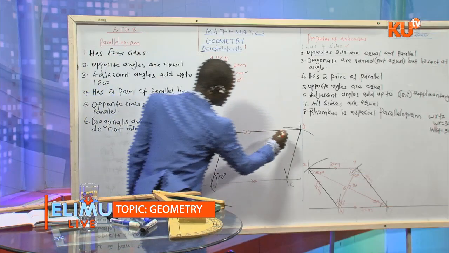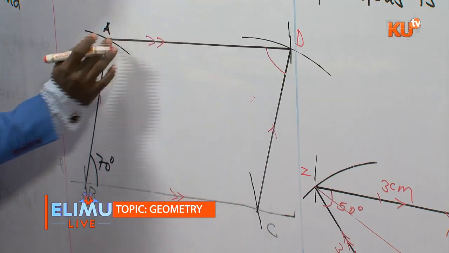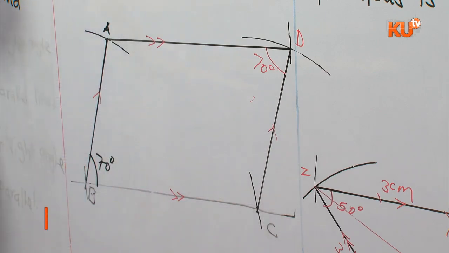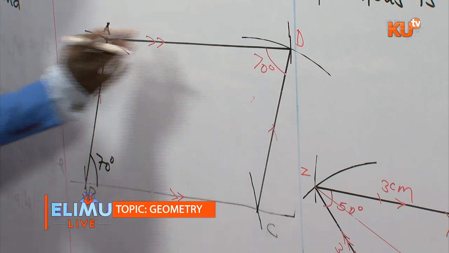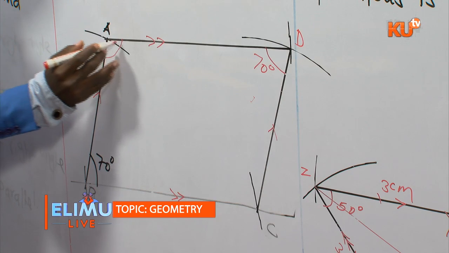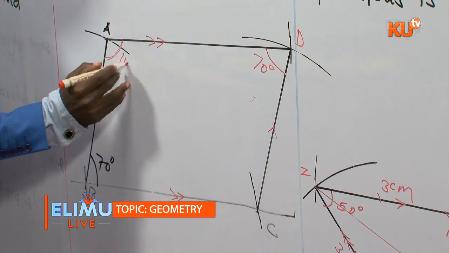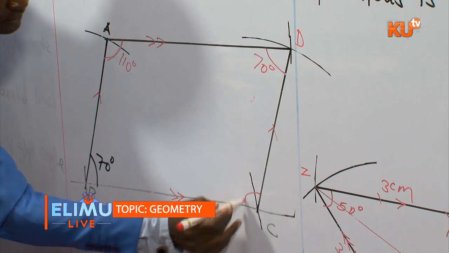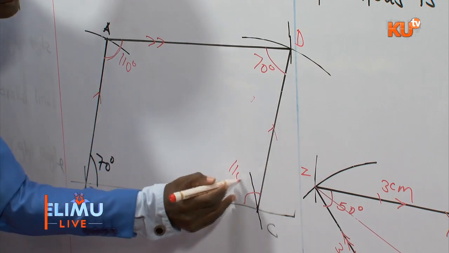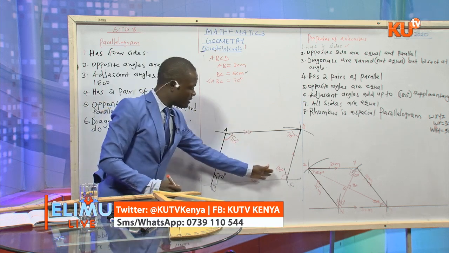The other thing we said is that opposite angles are equal. So if angle ABC is 70 degrees, then angle CDA is also going to be 70 degrees. Angle BAD and angle ADC are adjacent. Adjacent angles add up to 180 degrees. So when you take 180 minus 70, you'll get 110 degrees. Now, if angle BAD is 110 degrees, then angle BCD is also 110 degrees, because the opposite angles of a parallelogram are equal.